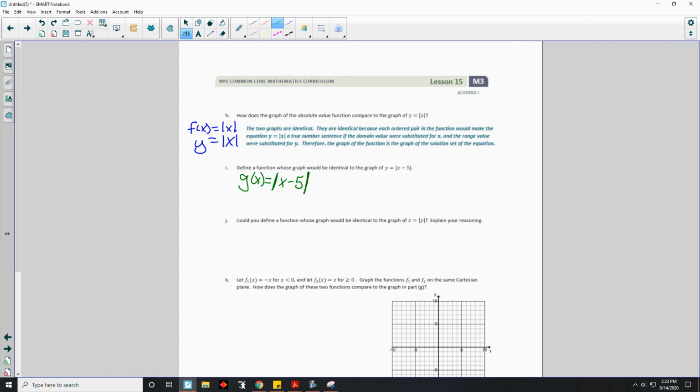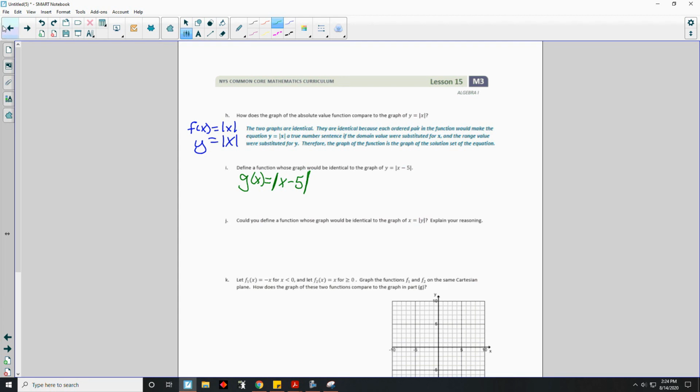These are absolute value brackets. J, could you define a function whose graph would be identical to the graph of x equals the absolute value of y? Explain your reasoning. Now you need to be careful here because we're working, y is our range and x is our domain.